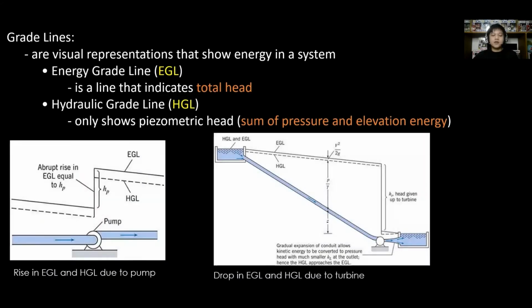We have sample figures below. At the left, it is due to a pump. There is a rise in EGL and HGL. While at the right, due to a turbine, there is a drop in EGL and HGL.